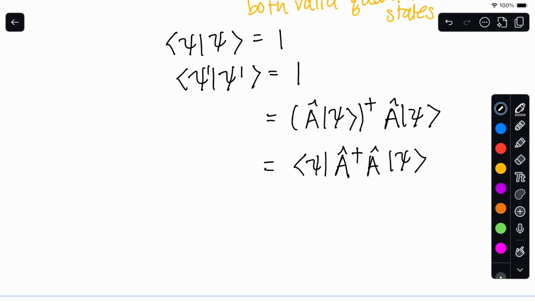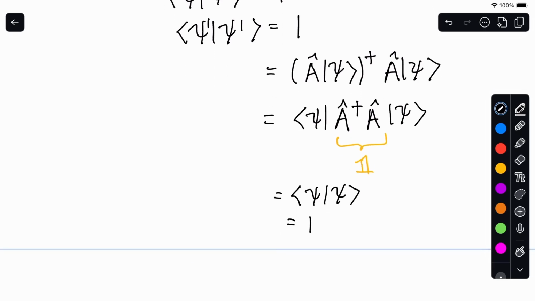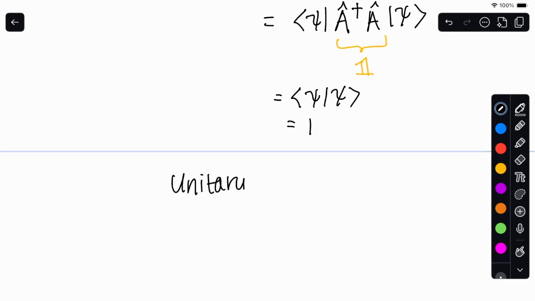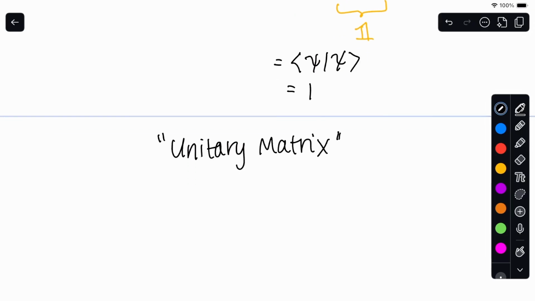And what we really need is we need this to be the identity matrix. So then this would be psi psi, which is 1. Because if it's any other arbitrary matrix, then this may not work for every single qubit state psi. So we call this a unitary matrix. And the condition for this is that A dagger A equals A A dagger equals the identity matrix, or in other words, A dagger is the inverse of A.